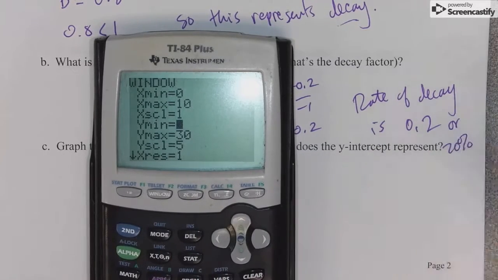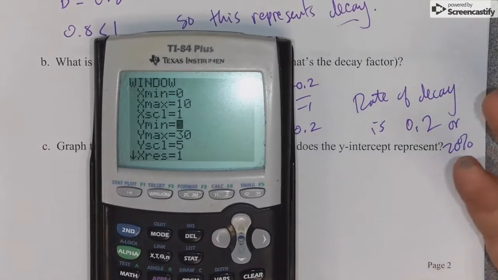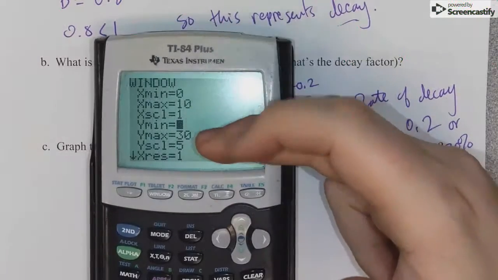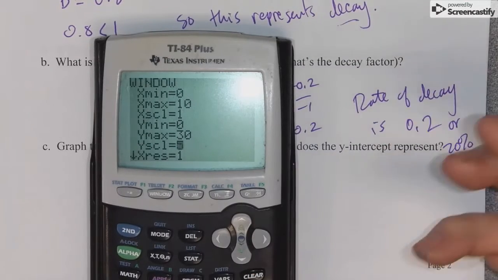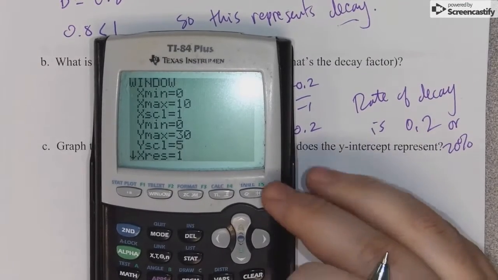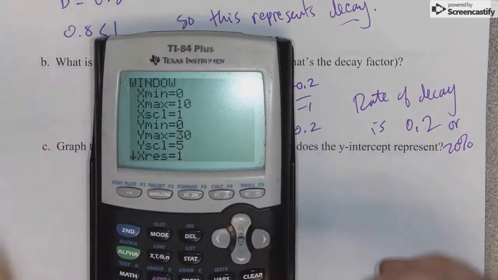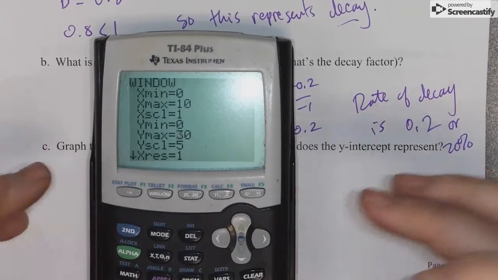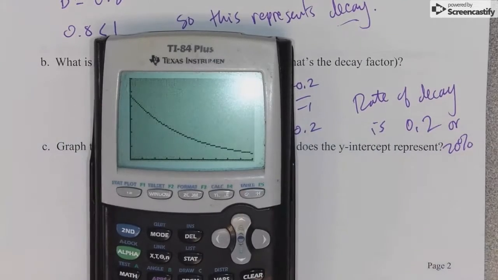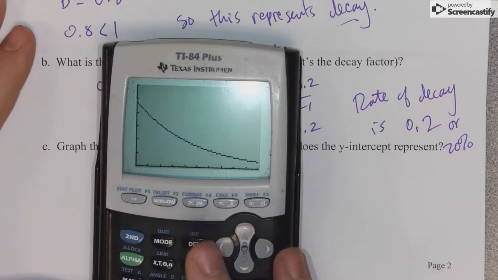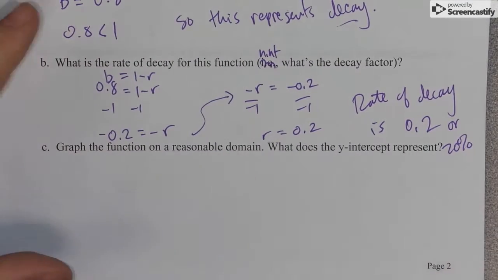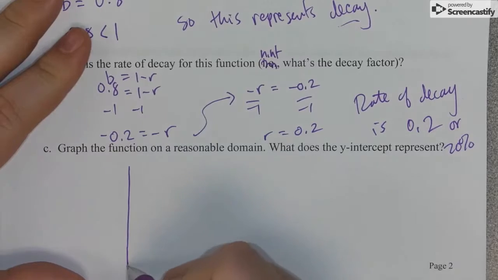The y minimum, again, is at a reasonable domain, so anything bigger than or equal to 0 would work for y. So I'll have y, and then y max, I'll go 30, and my scale is 5. And this is 30, remember your y represents thousands of dollars. So that would be like $30,000. Let's go ahead and graph it. If you do, this is what you get. So they want us to go ahead and sketch this. I'll just sketch that out, just looking at the calculator.